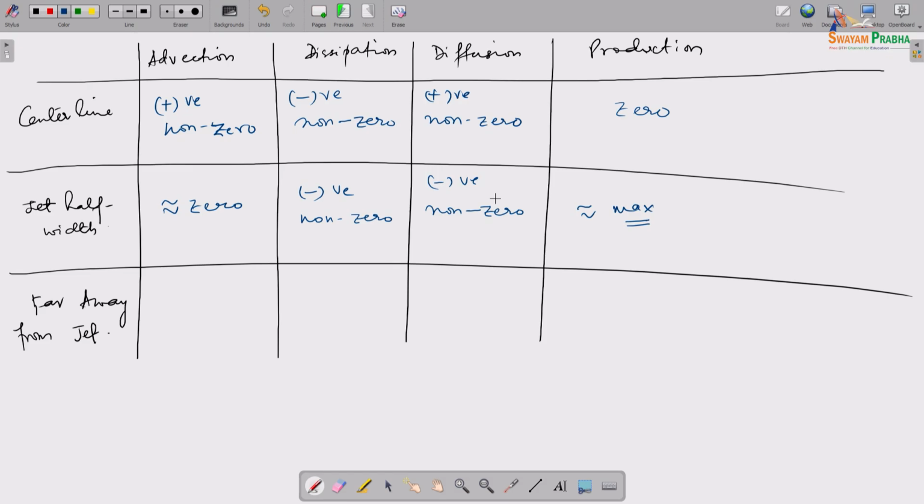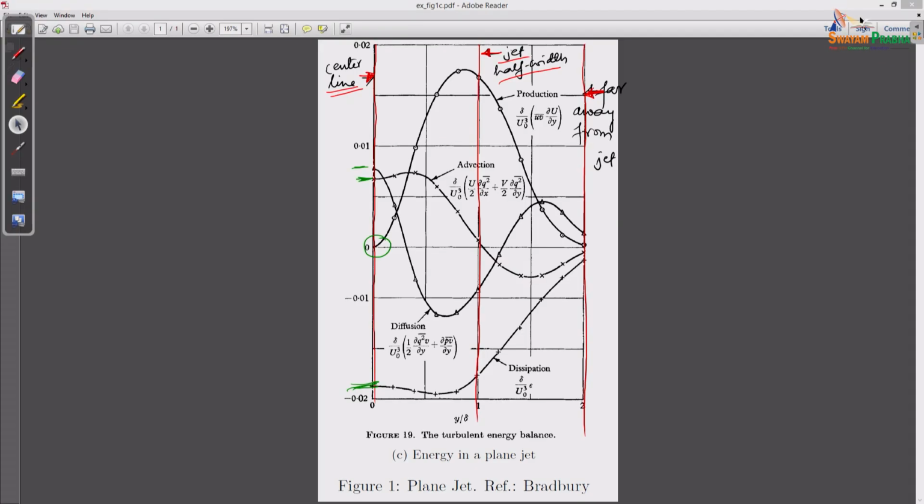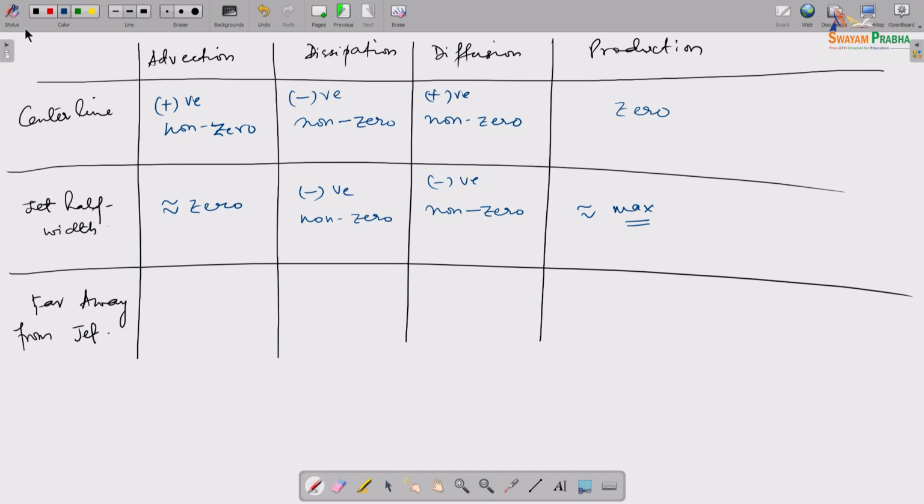Okay, and then far away from the jet, you can see that nearly all of them are equal to 0. So this is the diffusion. This is the production, this is the advection, and this is dissipation. So they're all nearly zero. Okay, that makes sense, right?